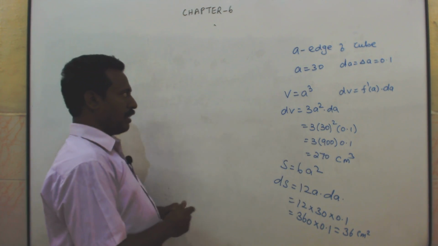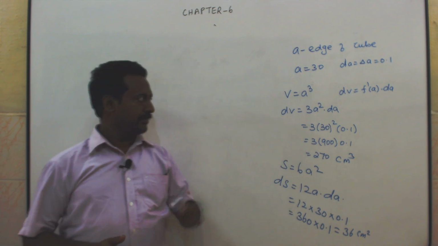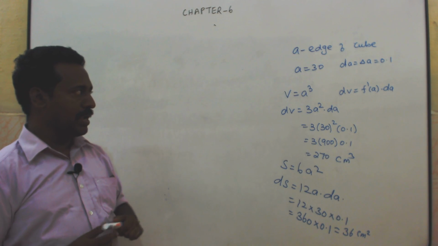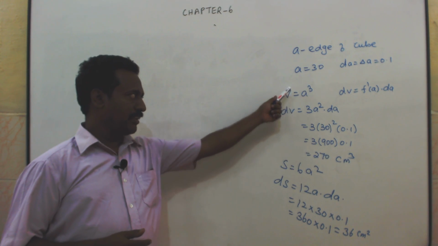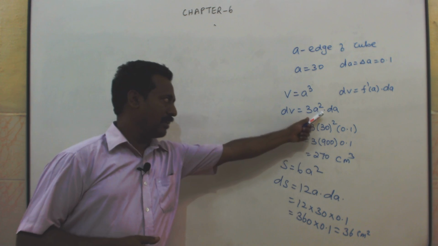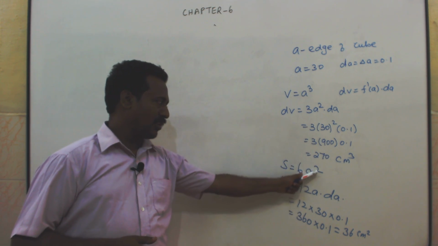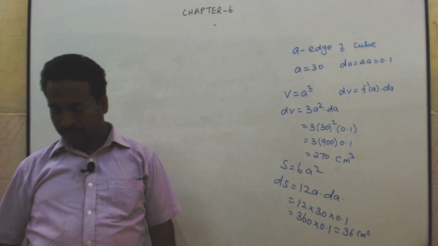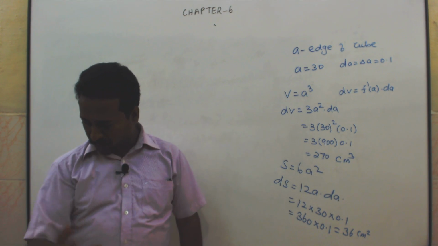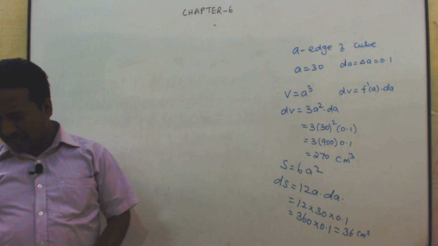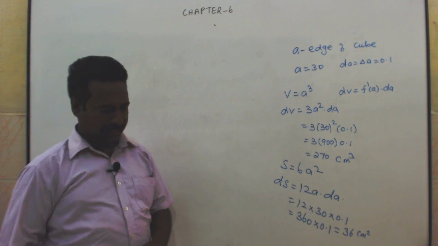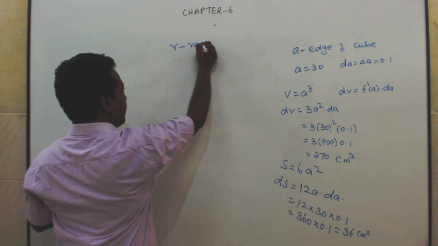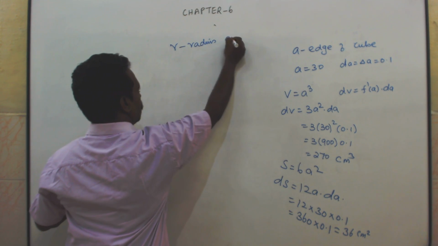Is it clear? Edge of cube is given, dA, V equal to A cube, dV equal to f dash of A into dA. Find dV, differentiate 3A square dA. Here 6A square means 12A dA. The last problem: the radius of a circular disc is given as 24 centimeter. Let R be the radius of the circular disc.